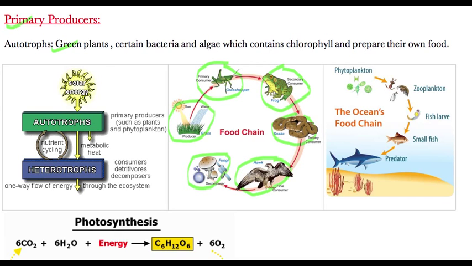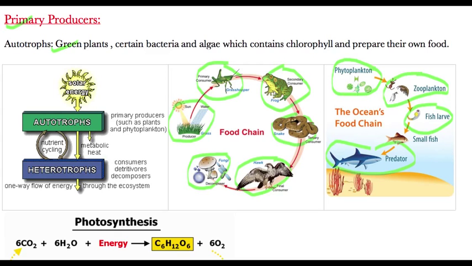Similarly we have something called phytoplanktons, which have chlorophyll. These are microorganisms that prepare their own food, and they are consumed by planktons. So these are also important in the food chain of the ocean, and they are further consumed by fish larvae, which are consumed by small fishes, and they ultimately are consumed by predators like shark. So this is your ocean food chain.